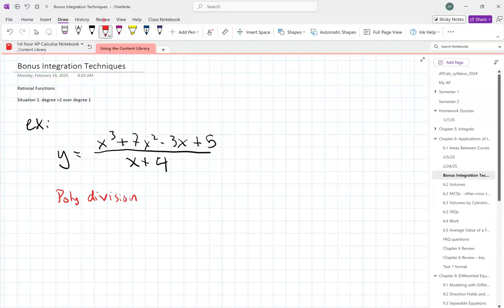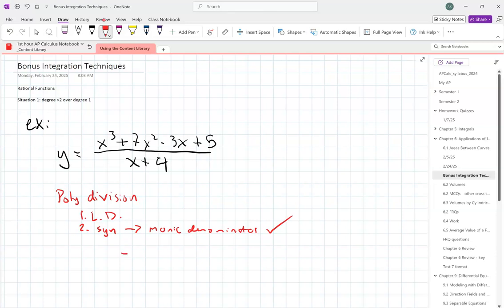Remember there are two polynomial division techniques, right? There's long division and synthetic division. Long division you can always do. Synthetic division you can sometimes do. What is the condition you need to have in order to do synthetic division? The denominator has to be monic. That means the denominator has degree 1 and leading coefficient 1, which is what we have in this example.